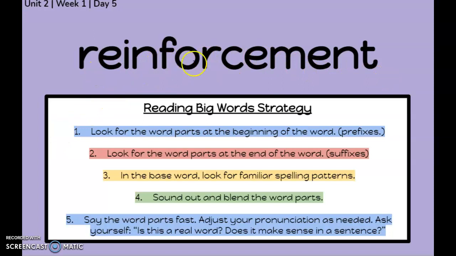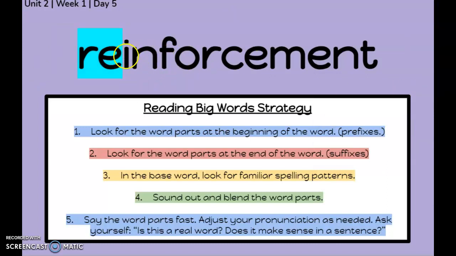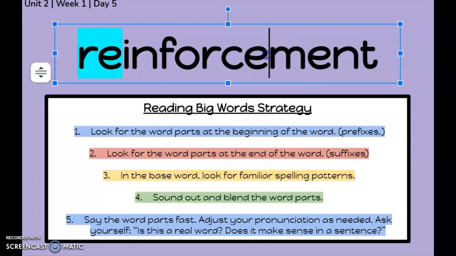Reinforcement. Look for word parts at the beginning, or prefixes. Re. Re is my prefix. Reinforce. There's my base word. And then I need to look for word parts at the end of the word. Reinforcement. So ment must be my suffix. Base word, looking for spelling patterns. Or, there's another or, R-controlled pattern.